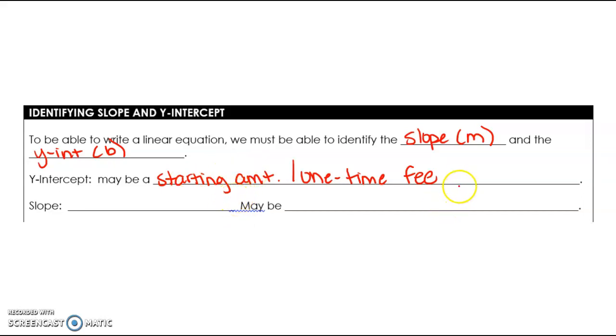You see one-time fees a lot, especially like at gyms. They have a one-time fee and it's $20 per month. Planet Fitness does it, LA Fitness does it. So you'll see those a lot in the real world as well.